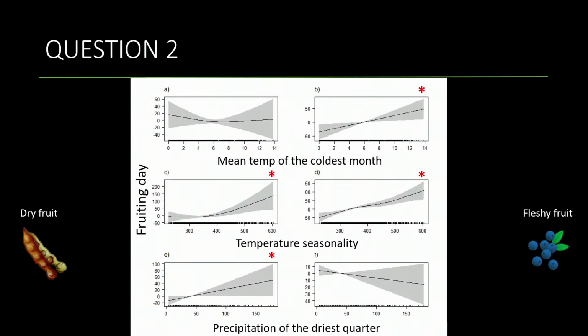Mean temperature of the coldest month only had an effect on fruiting phenology of fleshy fruit. So in areas that get very cold in the cold period, the phenology is earlier, so they fruit earlier than in warmer areas. Temperature seasonality affected both dry and fleshy fruited species phenology, and for both of them, the fruiting was later under higher temperature seasonality. And then precipitation of the driest quarter only predicted the phenology of dry fruited species, where dry fruited species tended to fruit earlier if there was lower precipitation of the driest quarter.